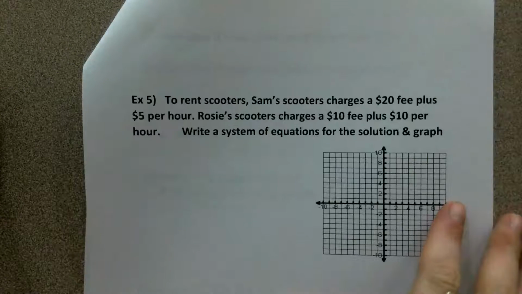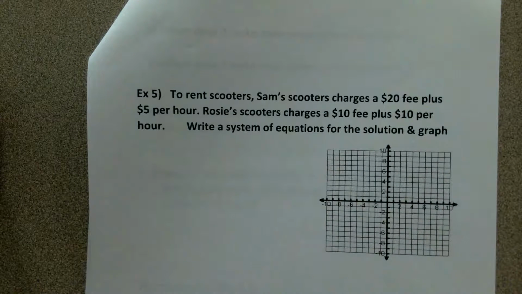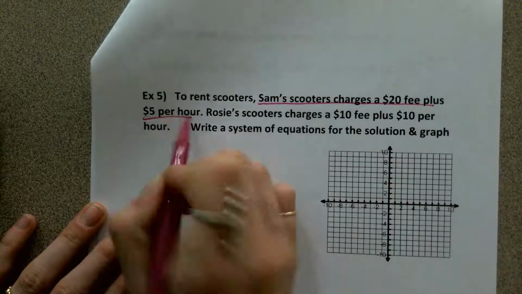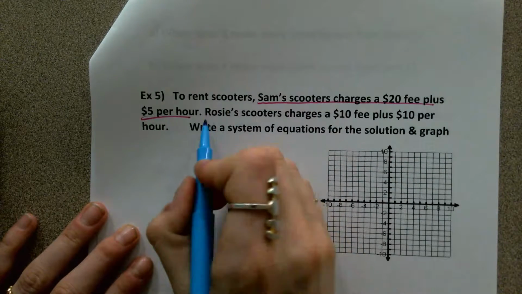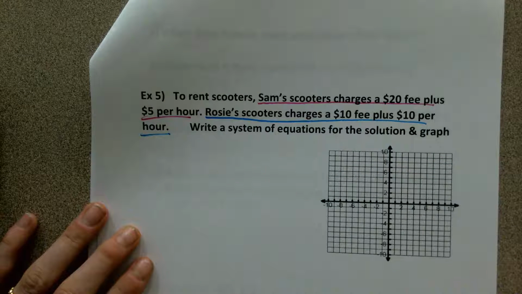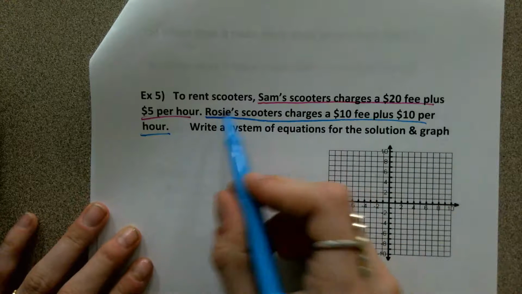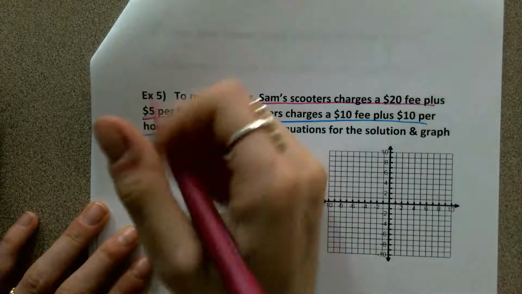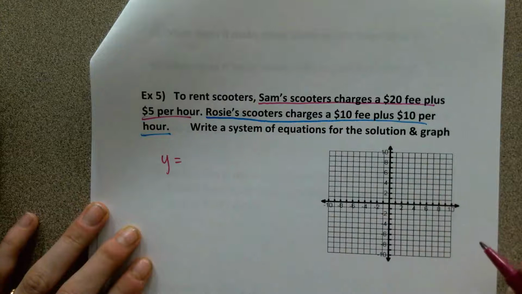Okay, the last thing is with word problems, just to be able to set it up. Sam Scooters charges a $20 fee plus $5 an hour. Rosie Scooters charges $10 plus $10 an hour. Okay, so whoever's it is going to go together. We're always going to have y equals, okay?